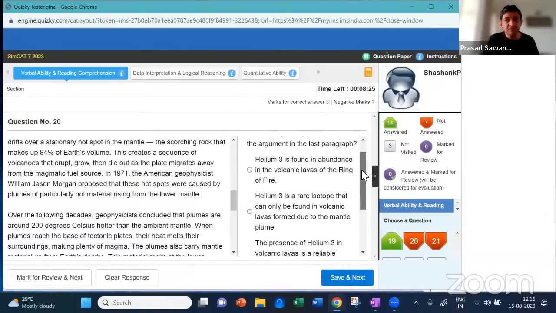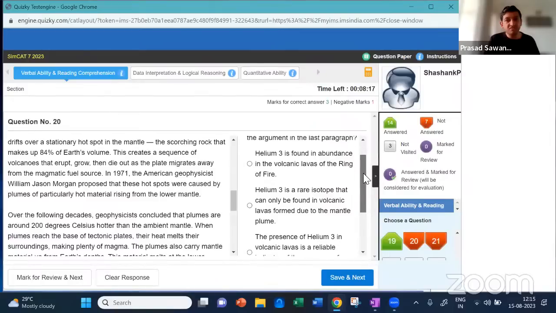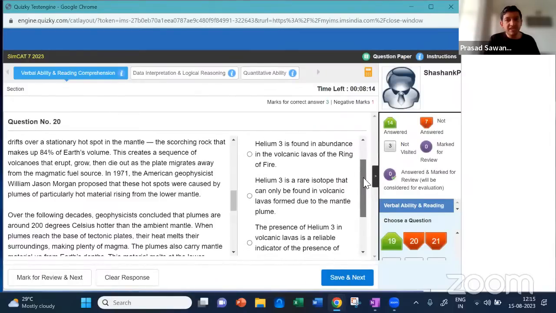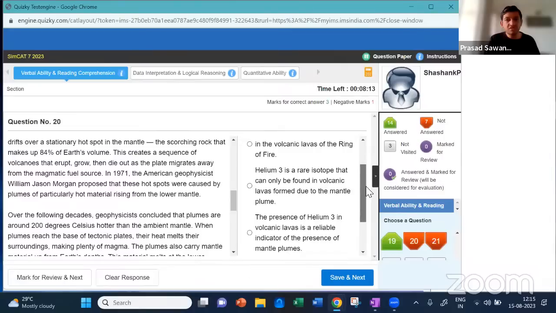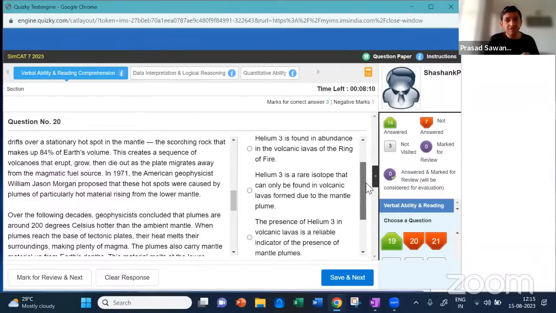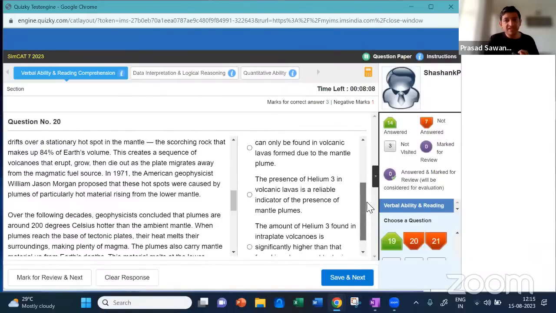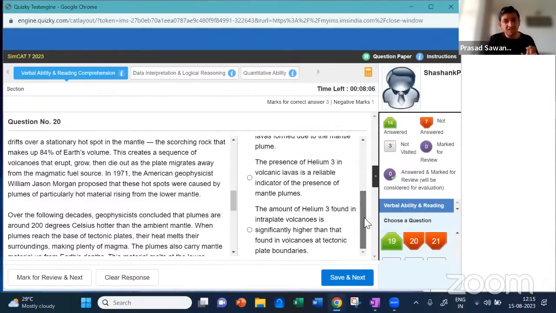Okay, helium-3 is found in abundance. So helium-3 and helium-4, helium-3 was found. That's why it's ancient. That's why you can justify it using plumes. Fair enough. Helium-3 is found in abundance in the volcanic lavas of the Ring of Fire. Okay. Helium-3 is a rare isotope that can be found. Nahi, 2 to justifies na, that thing. Presence of helium-3 is a reliable indicator of the presence of, not really, it justifies again. The amount of helium-3 found is significantly higher than that found in volcanoes and tectonic plate boundaries.